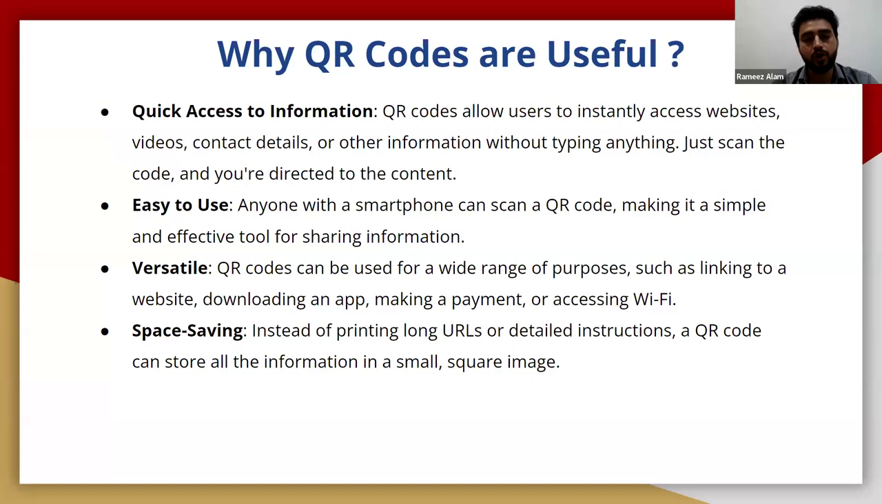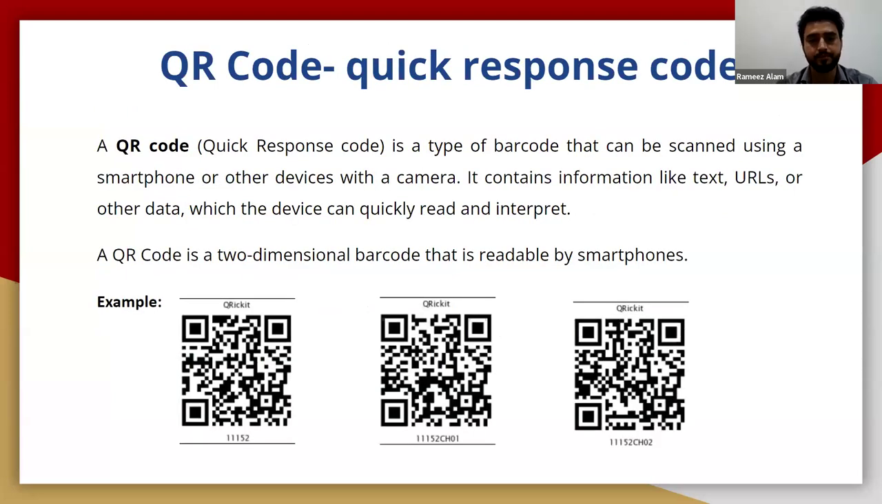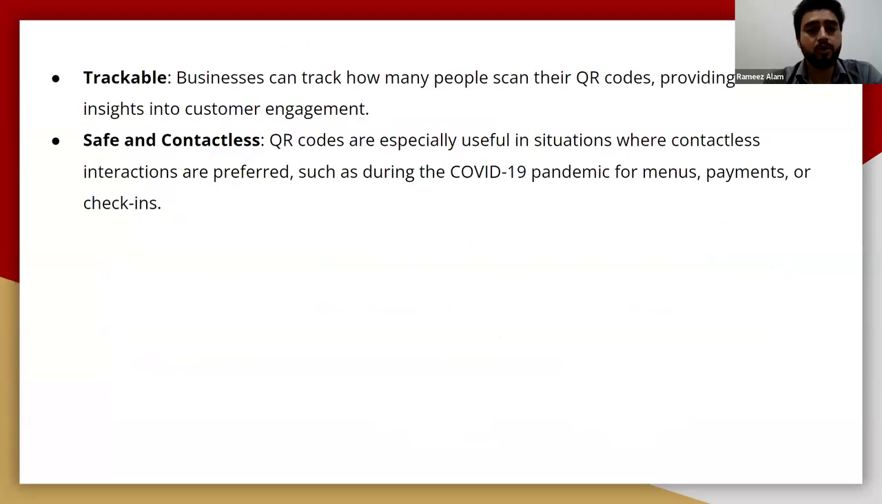It is versatile. QR codes can be used for a wide range of purposes, such as linking to a website, downloading an app, making a payment, or accessing Wi-Fi, etc. It is space saving, because instead of printing a long URL or detailed instructions, a QR code can store all the information in a small square image like this. It is also important because we can track QR codes. We can track how many people scan them, providing valuable insights into customer engagement.